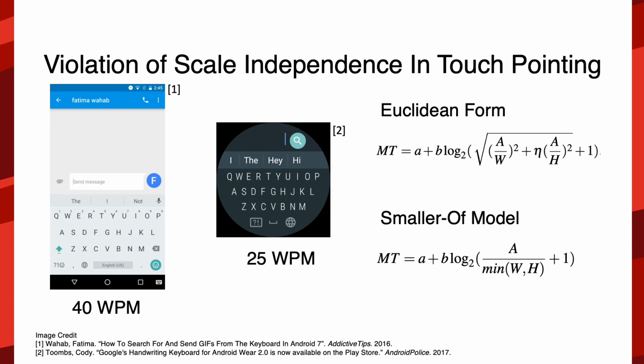Fitts' law suggests that typing speed should remain the same from phone to watch because the size of a key and the distance between keys are proportionally reduced. We refer to this phenomenon as the violation of scale independence. This cannot be explained by the existing 2D Fitts' law.